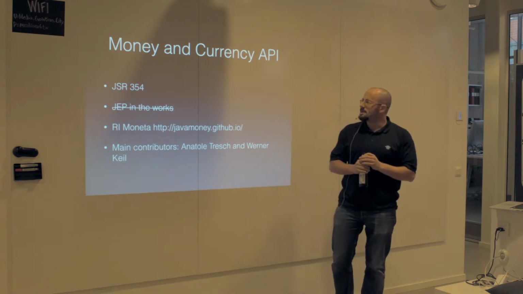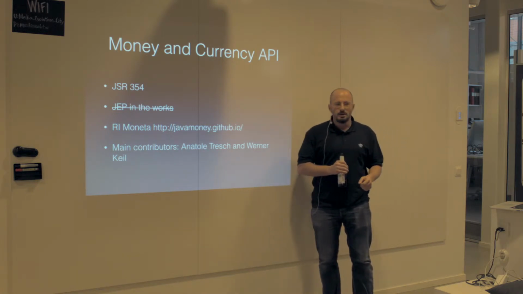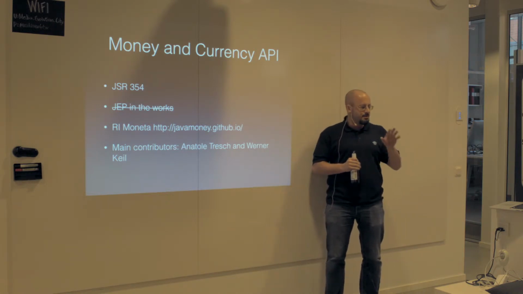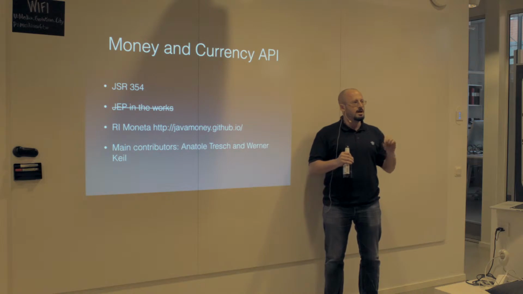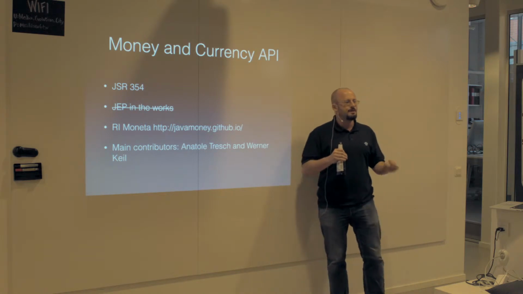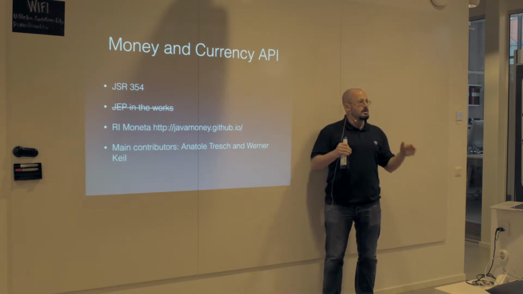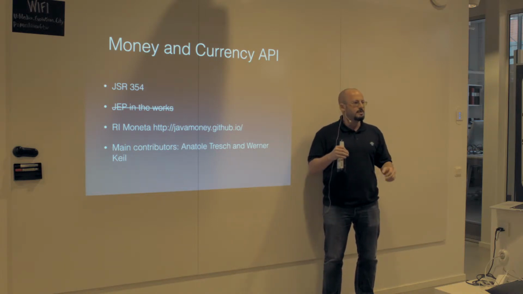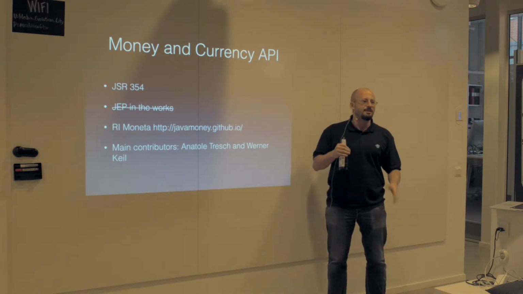The API has been developed as a JSR, a Java Specification Request. The number is 354. There used to be a JEP in the works, but roughly 2 months ago they decided that they do not want it for Java 9 as it looks right now. So it will just be a specification and not a part of the JDK. And the reason for that is that Oracle is spending a lot of time right now on Project Jigsaw. The project is about modularization of Java, and they don't want to take the risk of adding more APIs.